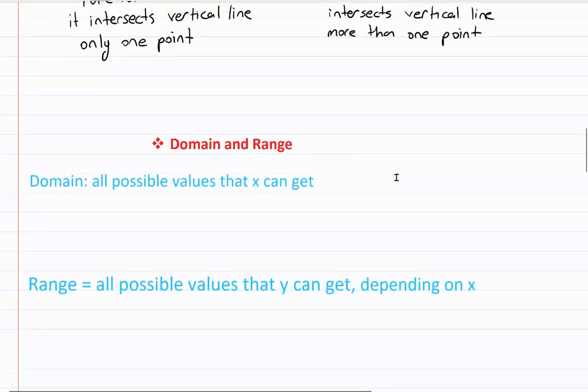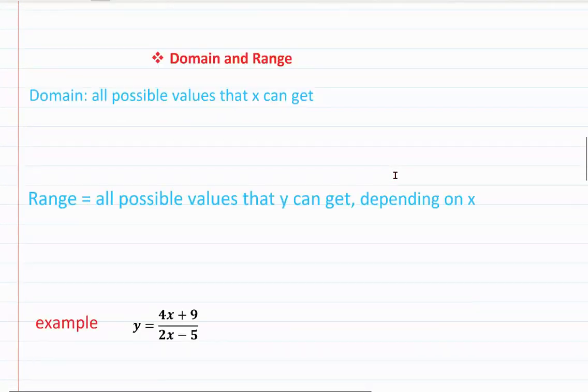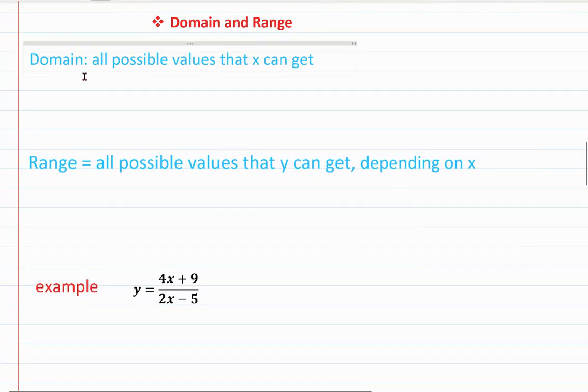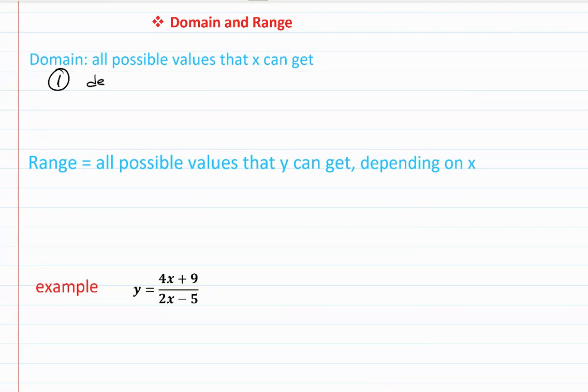How about domain and range? So when we say domain, we think of all possible values that x can get. And there are two rules for domain. The first rule is the denominator. If there's a denominator, the denominator cannot be equal to 0. If we have a denominator in our function, it cannot be equal to 0.